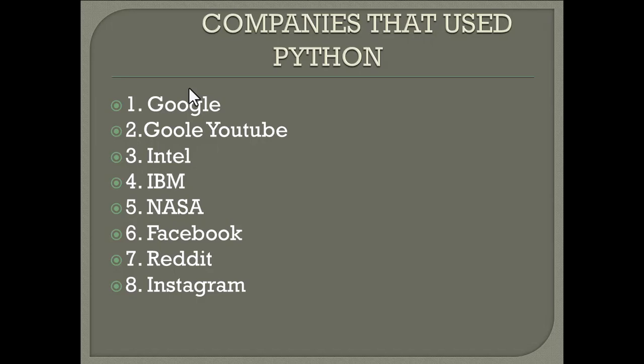Number one here is Google. Google is one of the most popular advertising and search engine companies we all know about. Google Chrome, Google Mail, Google Image, Google Photos, Google Gallery, Google Calendar, Google Map, everything. All these are built with Python. All the Google products you've been seeing, Gmail, all of that is built with Python. And Google YouTube is also built with Python.